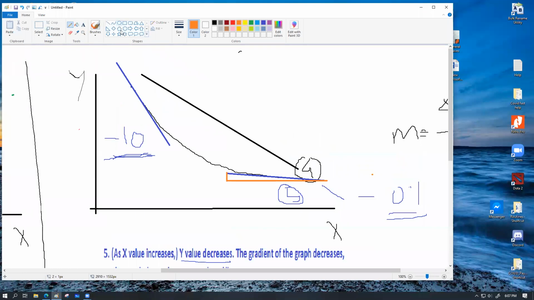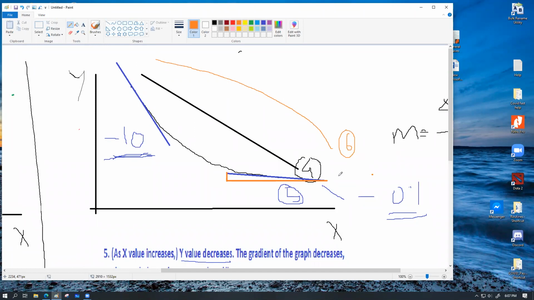The next possible shape of curve can be in this shape, which is basically, let's name it number 6. This is also a curve, and this is also a decreasing graph, so we might describe this as the Y value is decreasing and the magnitude of the gradient is increasing, because for the initial part the tangents are going to be pretty slanted, but as you go to the right the tangents are going to become steeper and steeper, and it's going to be quite steep at the end. So we can say that the gradient of the graph increases.